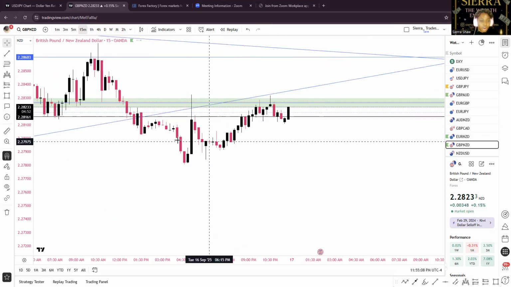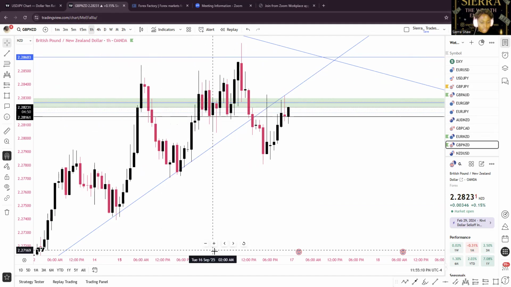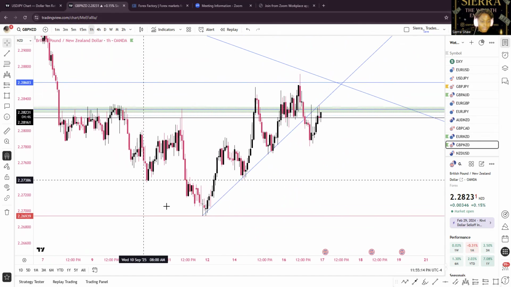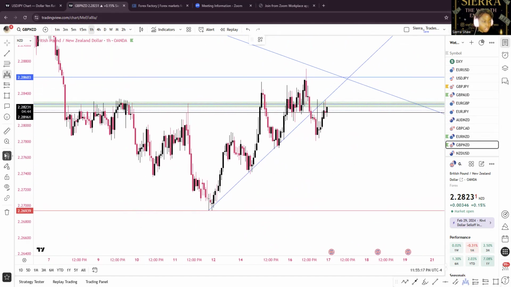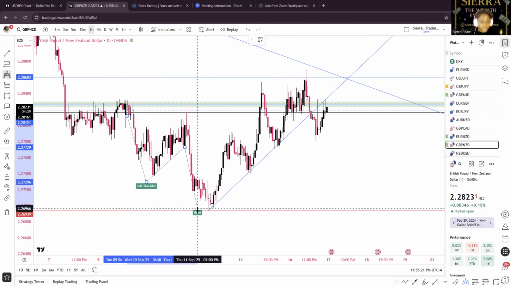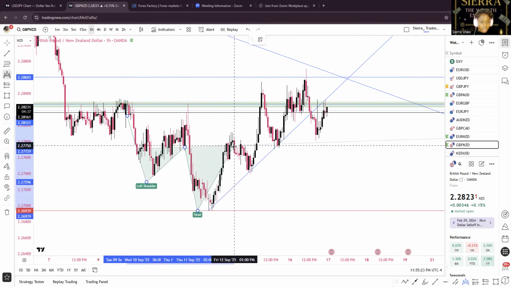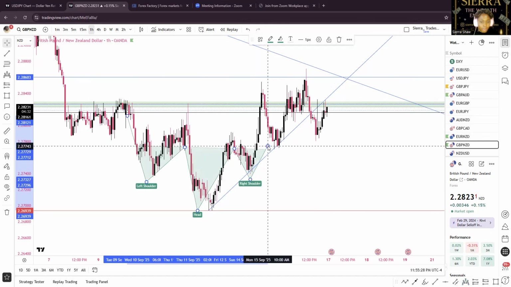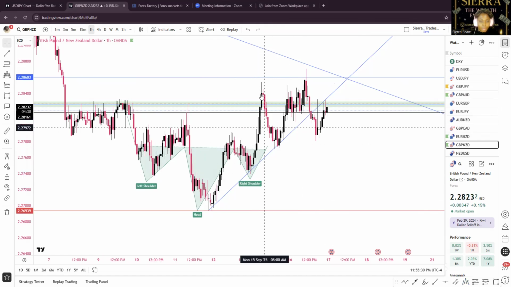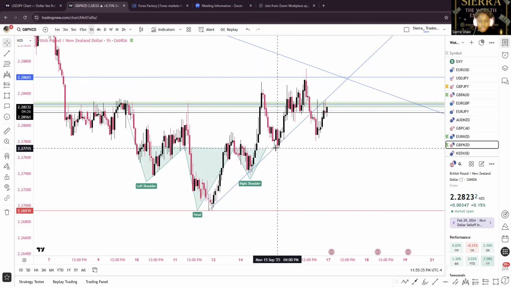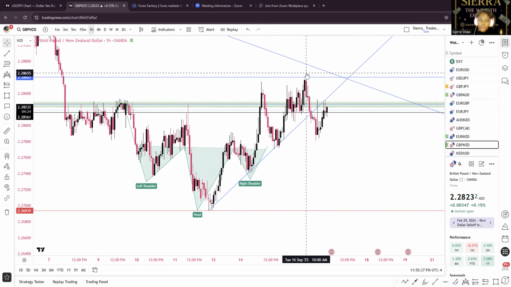Actually, there was another thing that I want to show you guys. If we zoom out here, we have an inverted head and shoulders pattern. So this is our left shoulder. This is our head. And this is our right shoulder. And we can see that price came back and retested our neckline of our head and shoulders pattern. And then price brought up here to our daily fair value gap.